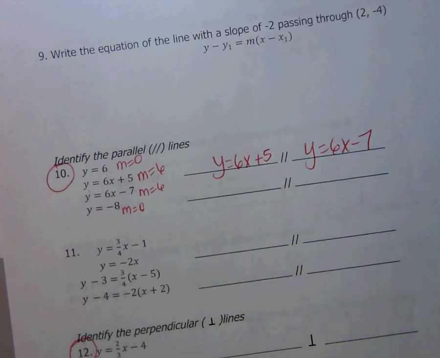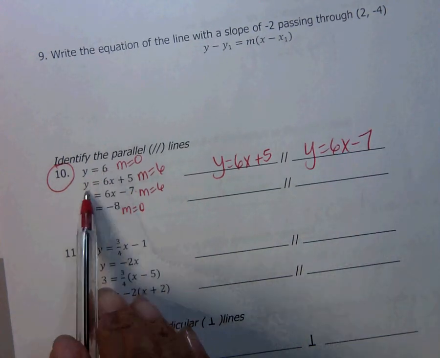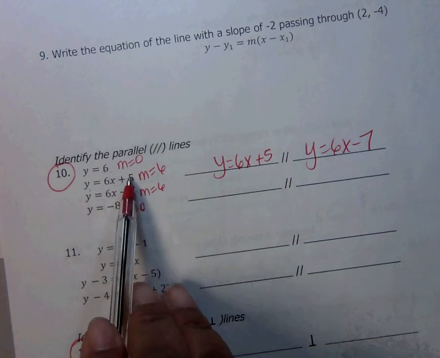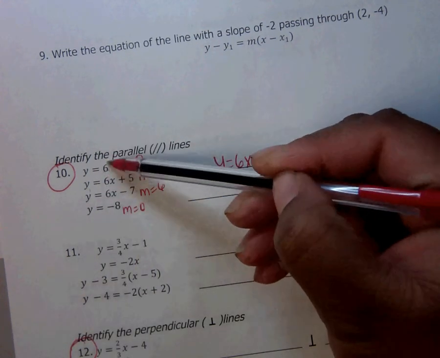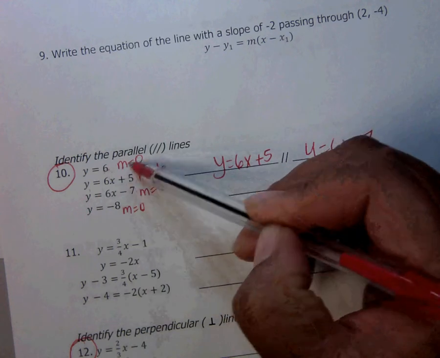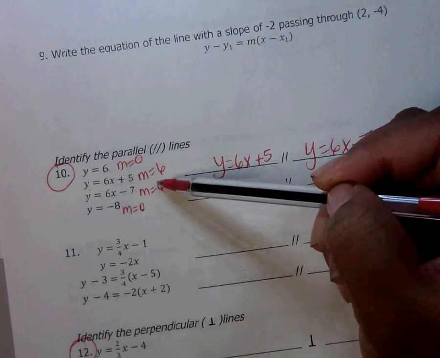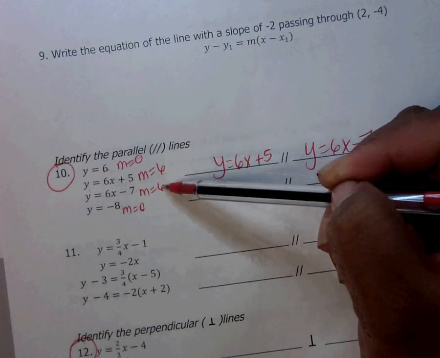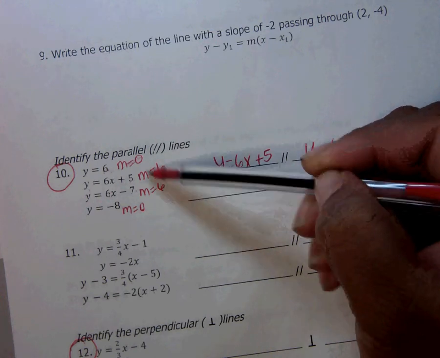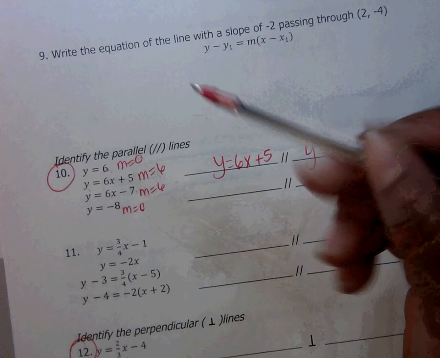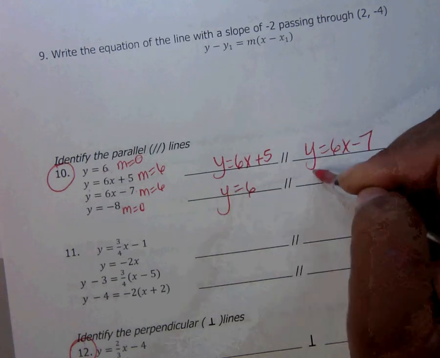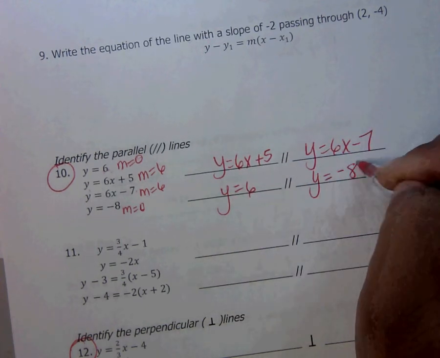I know some of you may think that this equation is parallel to this equation. Remember, this is not the slope because there's no x there. The slope is 0. So the only two equations that have a slope of 6 are these two. Therefore, the first equation and the fourth equation must be parallel. They both have slope 0.